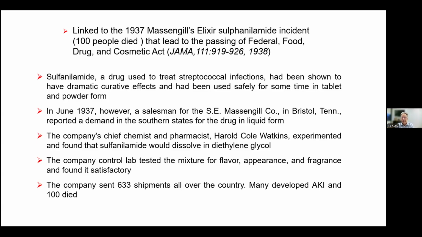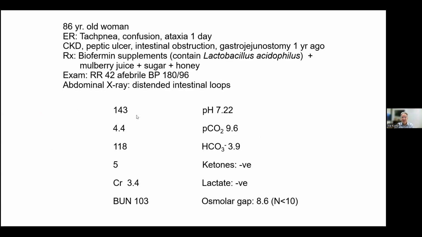So at that time, this chemist, whose name was Harold Watkins, found that it could be very nicely dissolved in diethylene glycol. And so they created this elixir, what they called a liquid, that had dissolved the sulfanilamide. It had a nice sweet flavor and fragrance. They sent 633 of these throughout the country, and 100 people died. Many developed acute kidney injury from it too, and it was all because of the solvent, the diethylene glycol. So a very famous incident, and it's something you could get on a test.